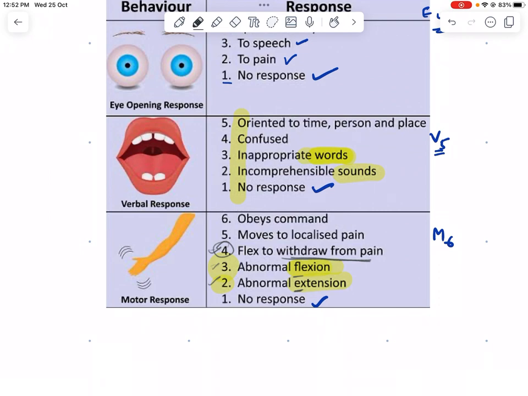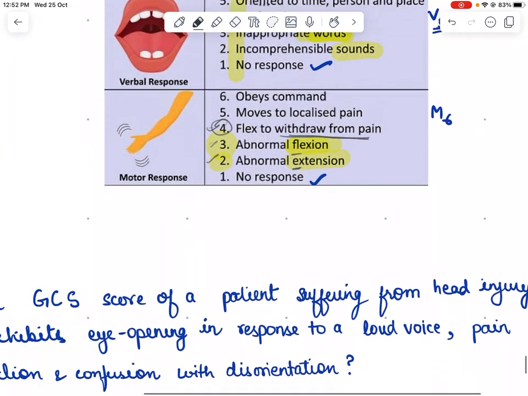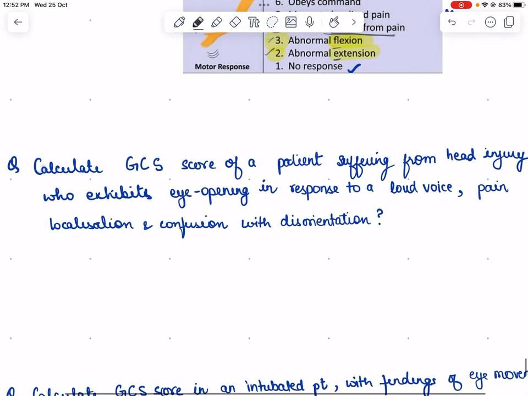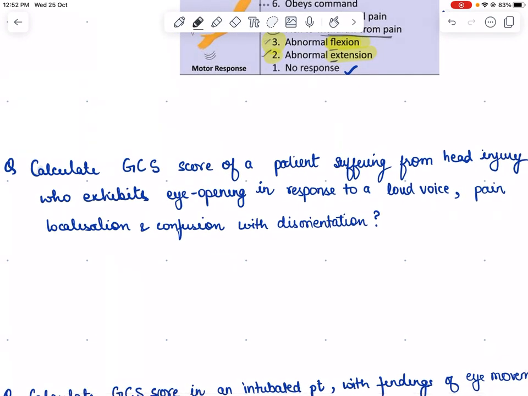So now let's apply this mnemonic in solving some questions. Here is one question: calculate the GCS score of a patient suffering from head injury whose eyes are opening. As I know that this score is the GCS, I write E, V and M. For E, 4, 5 and 6. For V, O, C, I, N, and for flexion it is 3 and for extension it is 2.